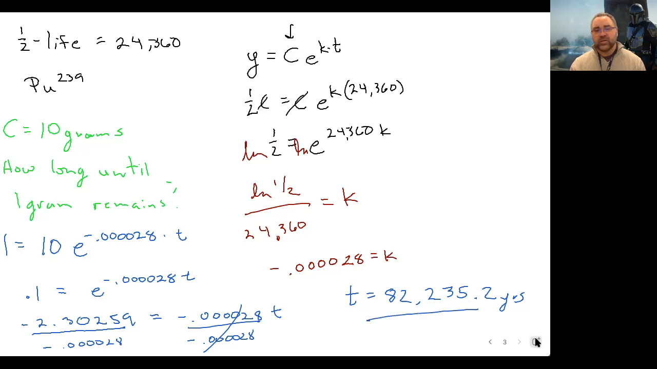82,000 years is an awfully long time. So there's a nice example of the use of our growth and or decay function. Let's see here, that's a decay one. We'll finish up with a much happier example of growth, and then we'll shut off the recording because that's all we need today.